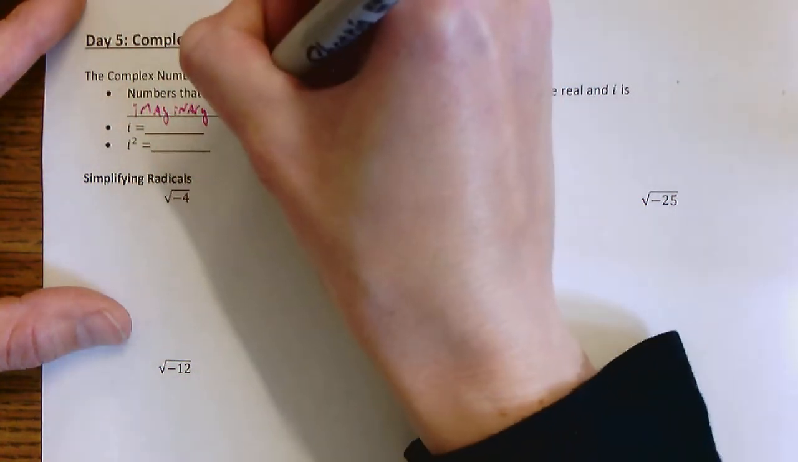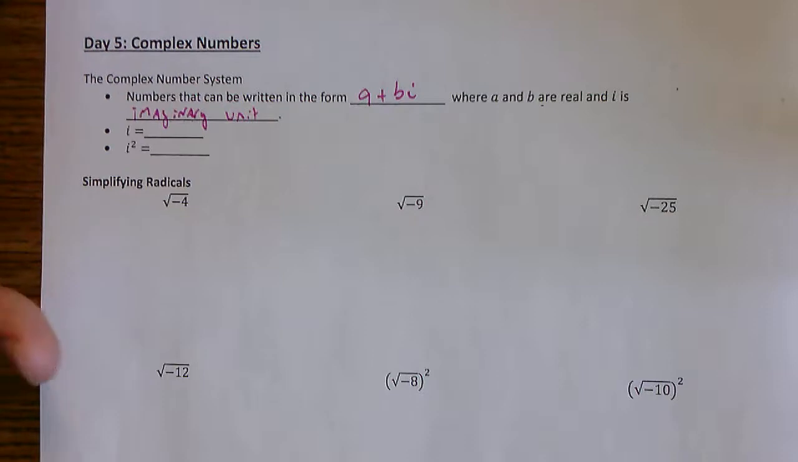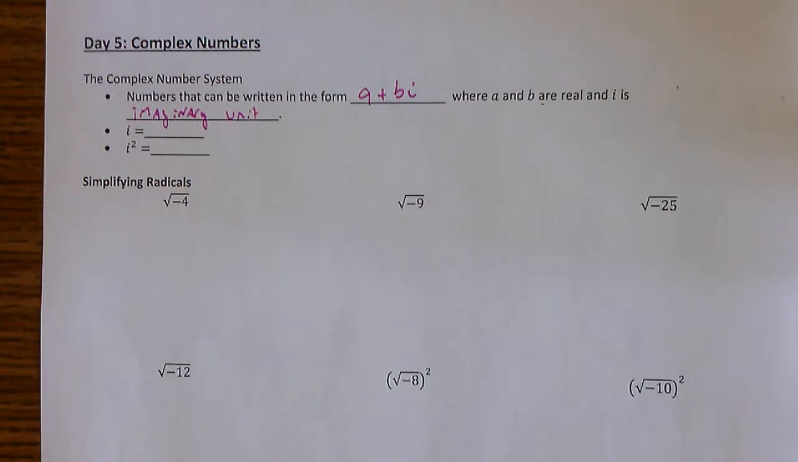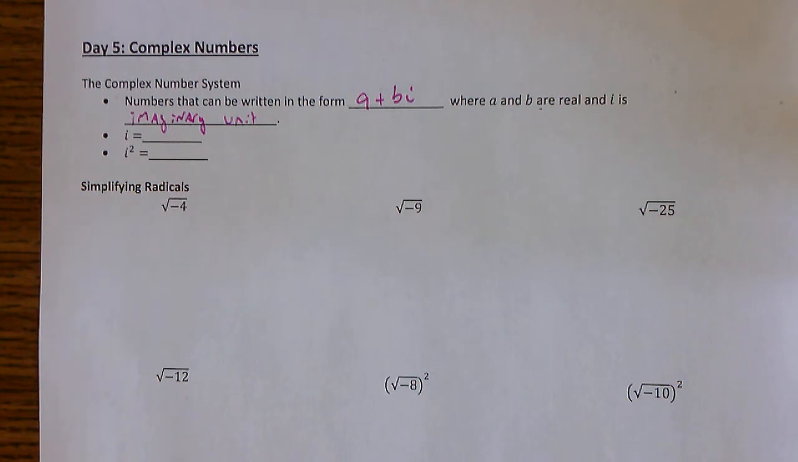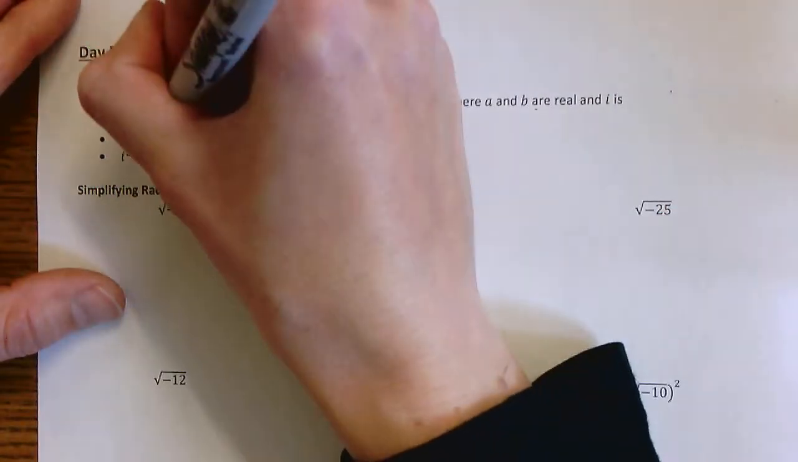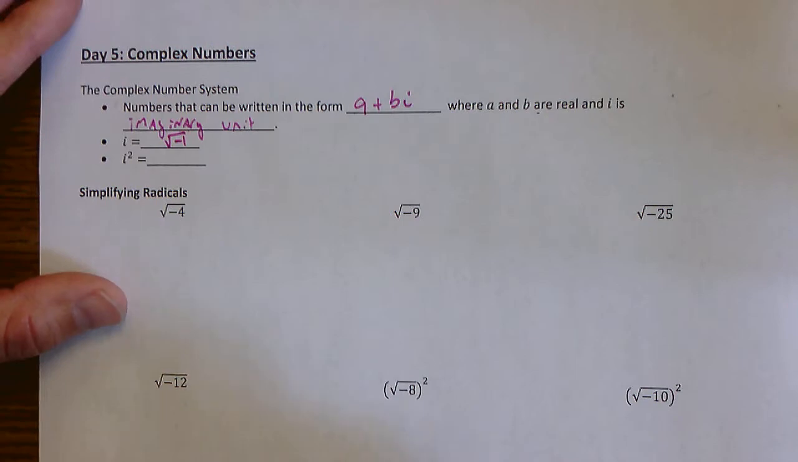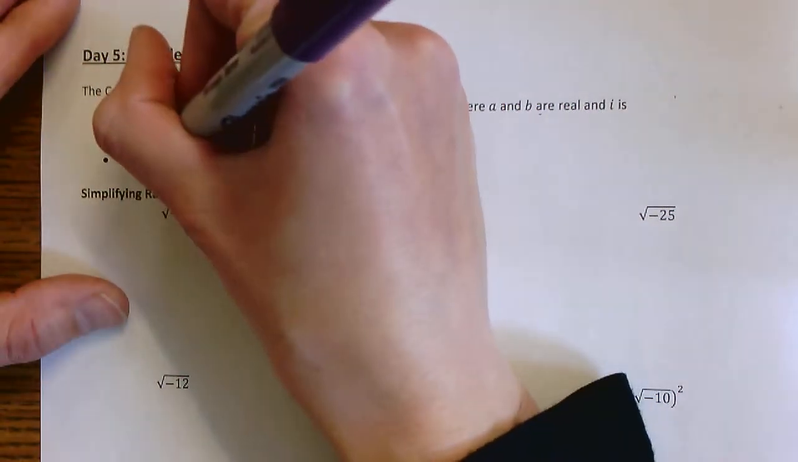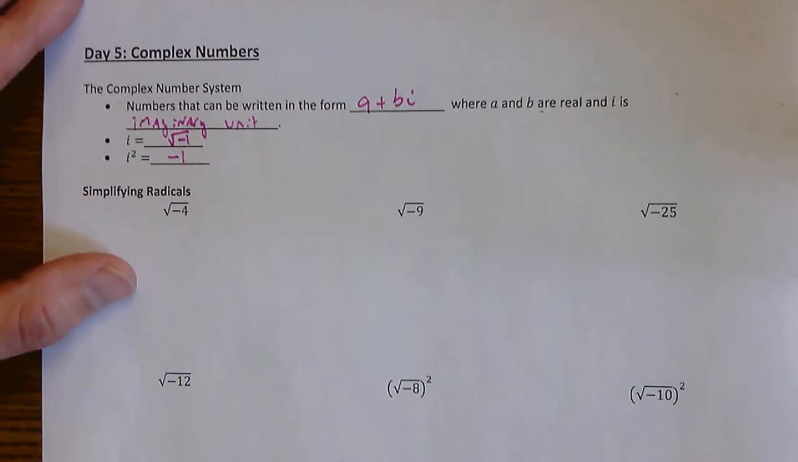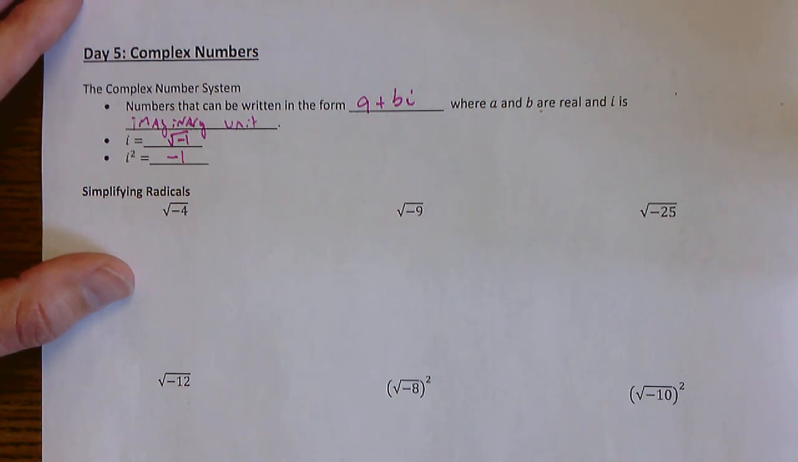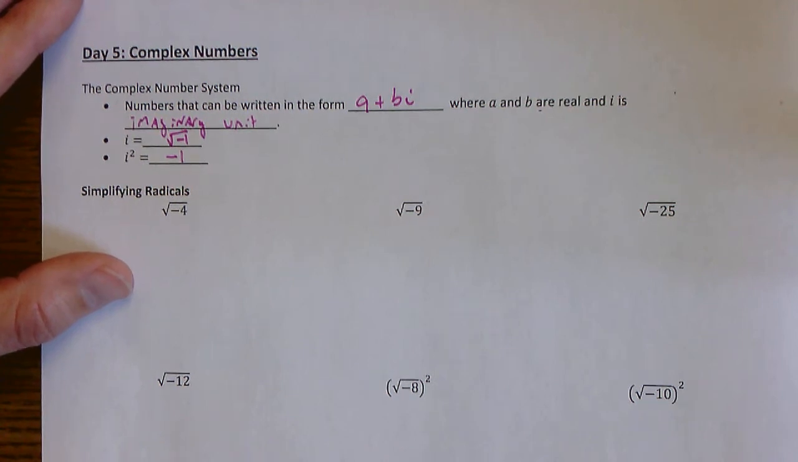Now, imaginary units sound scary, but in math, unit is just the word that we use for one. So the number 1 is our unit in math. Our imaginary unit is i. So i, by definition, is the square root of -1, and i squared, by definition, is -1. Those are two things that you just need to know cold, without any hesitation.